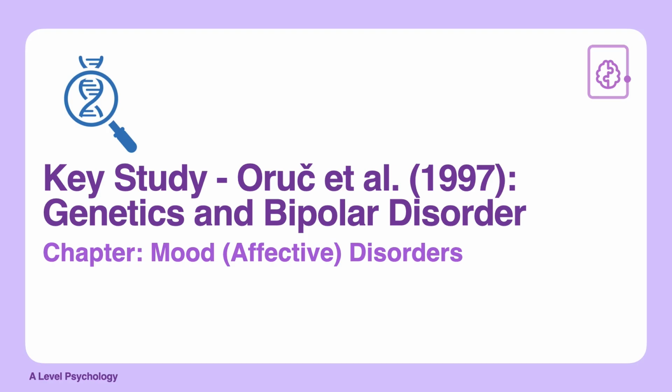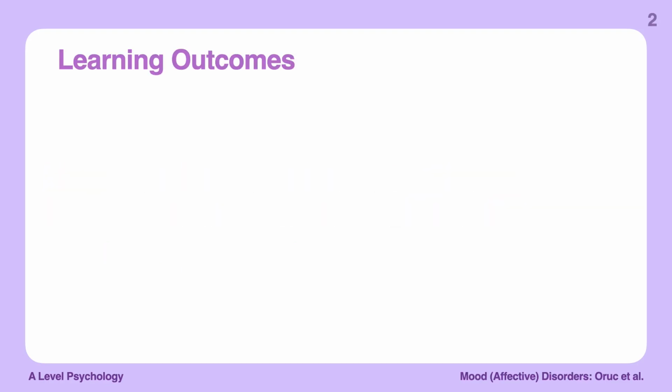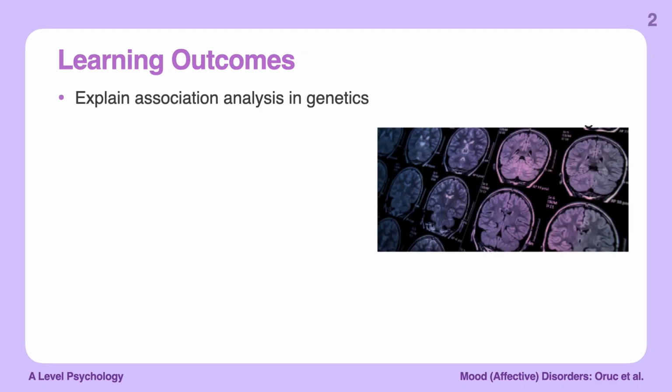So let's start with what you need to learn from this study. By the end of this lesson, you should be able to do some key things that will help you understand how genetic research actually works in practice. First, you'll be able to explain association analysis in genetics. This is the method that researchers use to figure out if certain gene variants are linked to mental health conditions. It's like the detective work of genetics. Think of it as comparing fingerprints at a crime scene. You're looking for patterns that might connect the evidence.